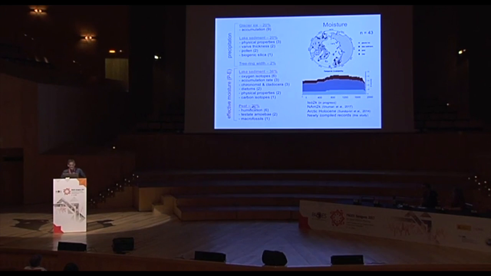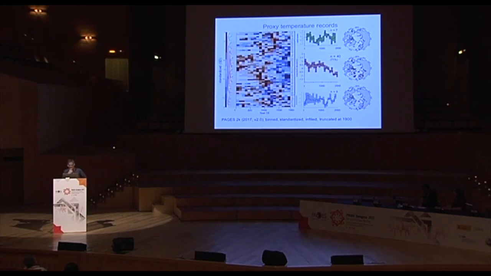Peat humification is another proxy here, but there's a large variety of data. So this graph is meant to give you a quick visual impression of the trends within the data for the temperature-sensitive records. The data have been binned at centennial resolution, standardized, with some infilling, and I've truncated them at 1900 AD to emphasize the pre-industrial trends.